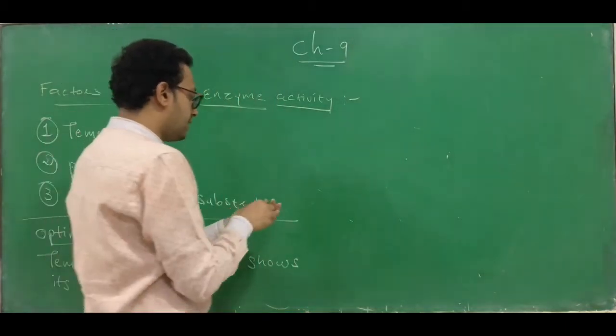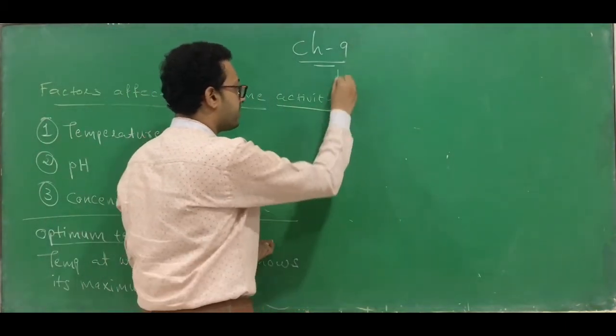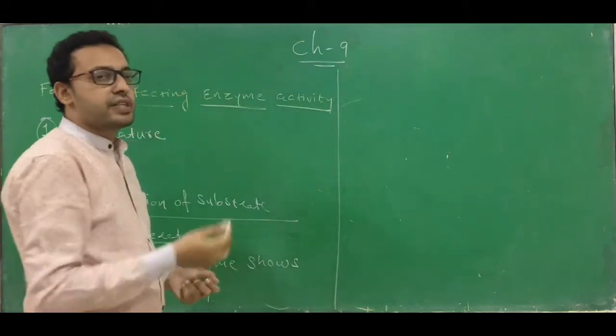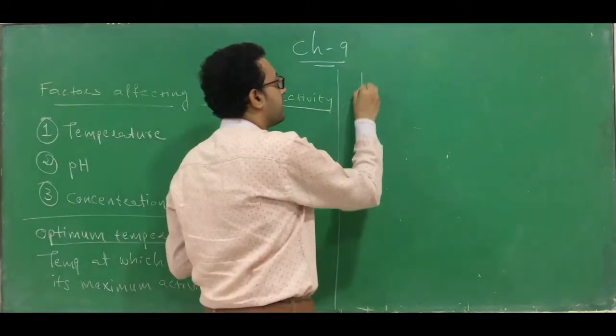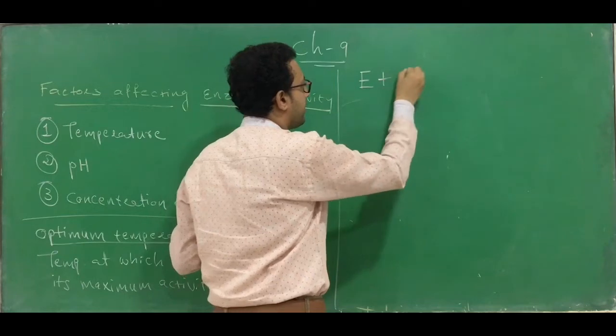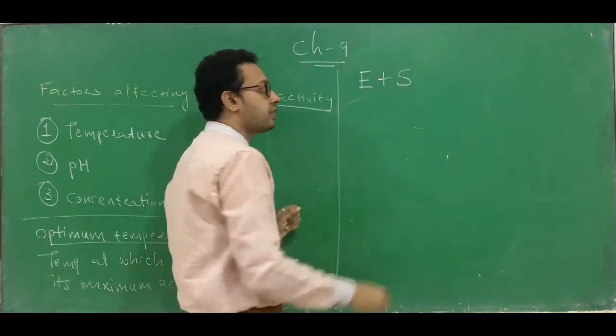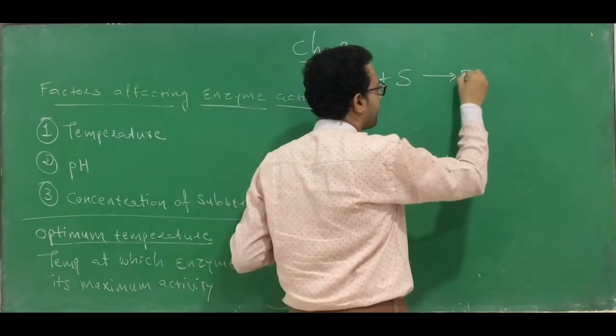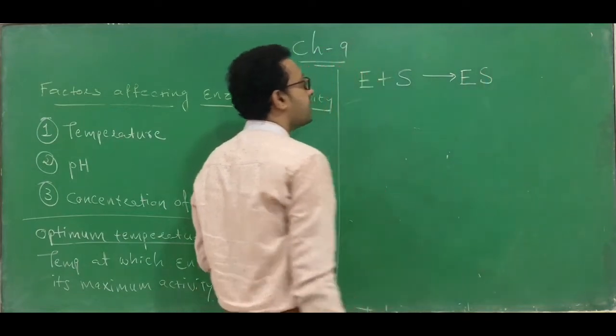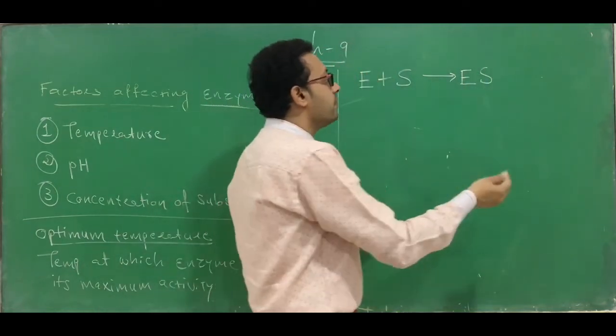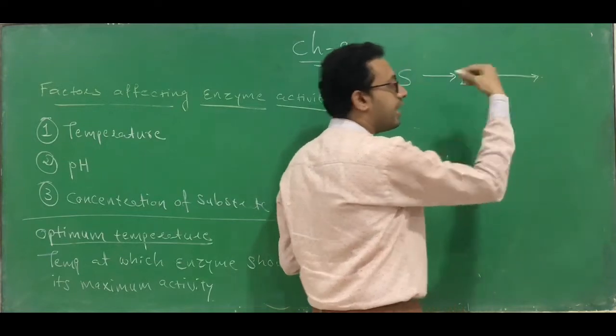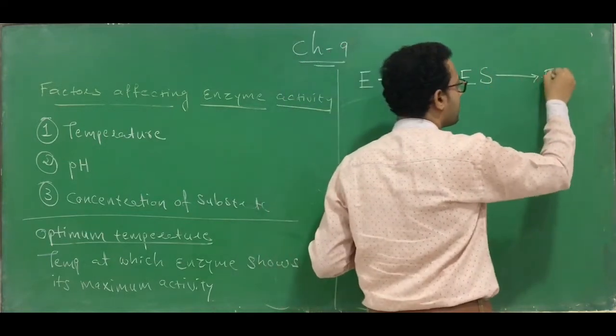So let's discuss the third factor which affects the enzymatic activity. You know the basic reaction. What happens? E plus S, E means enzyme, S means substrate. They lead to the formation of ES, what we call the enzyme substrate complex, which leads to the formation of EP, the enzyme product complex.